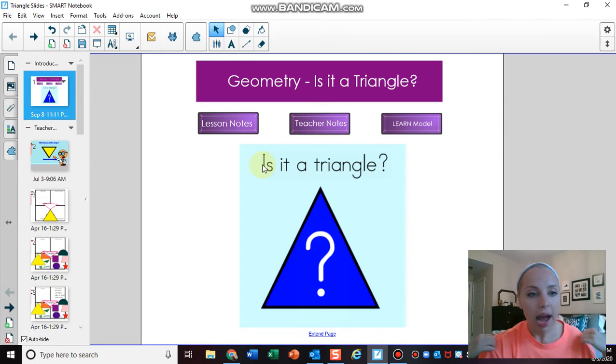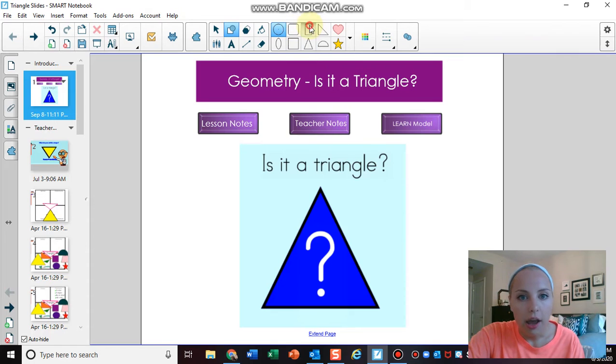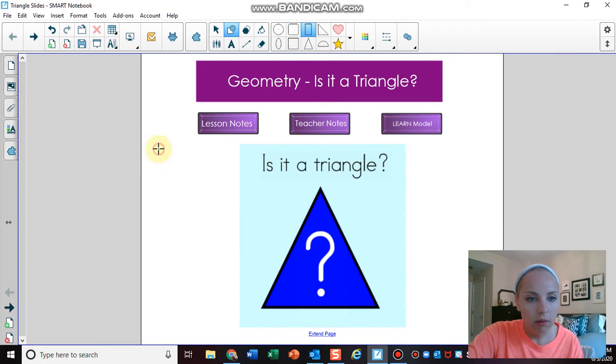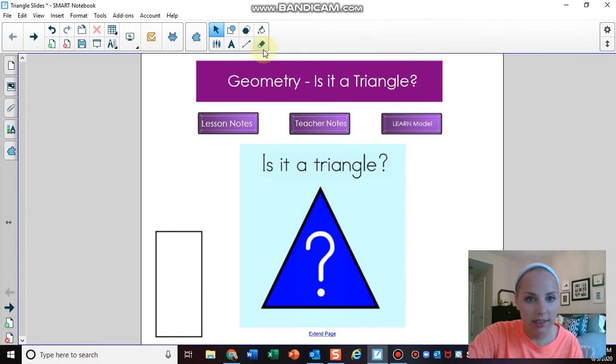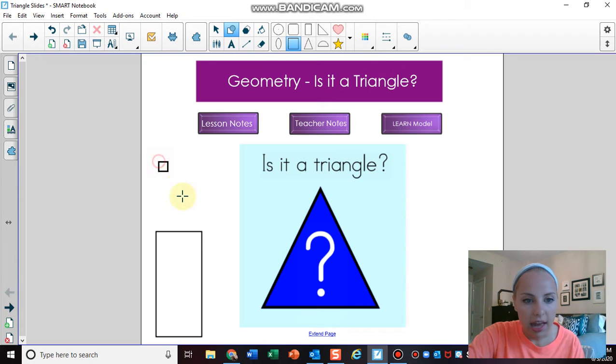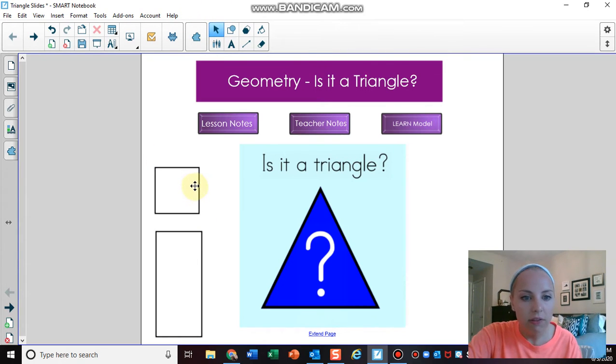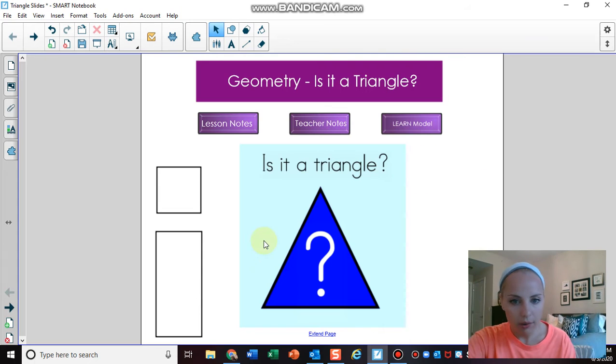Okay guys, so we're back today talking about another shape. Remember on Tuesday, we learned about the rectangle, or sorry, on Wednesday, we learned about the rectangle, and on Tuesday, we learned about the square. Today, we're gonna be reviewing what we know about the triangle, okay?